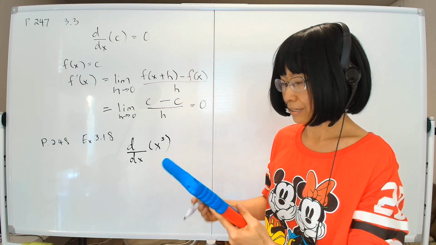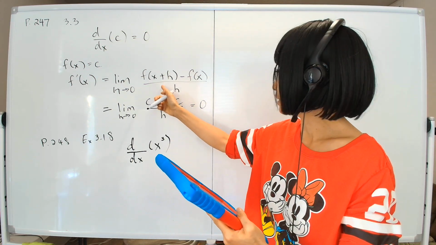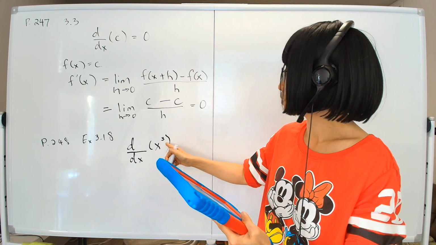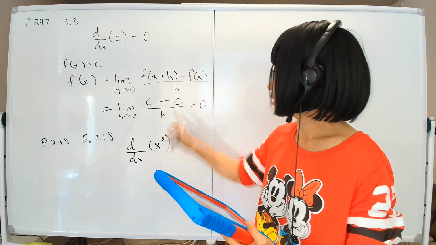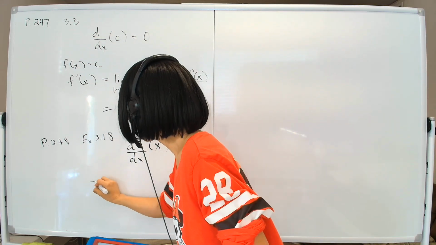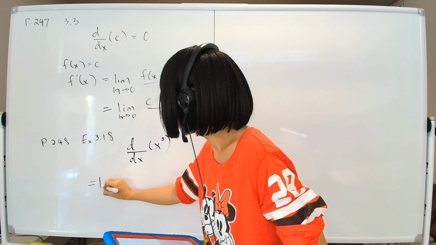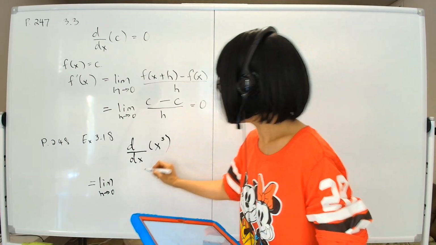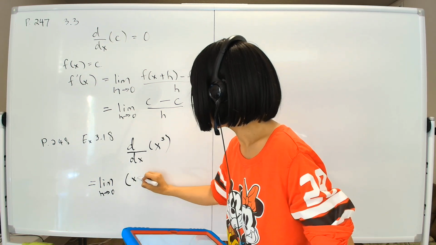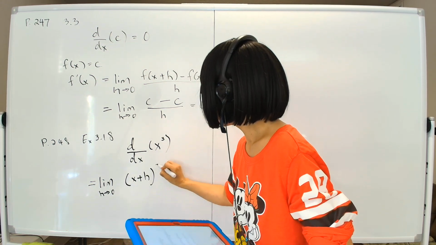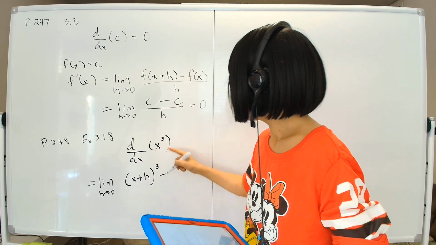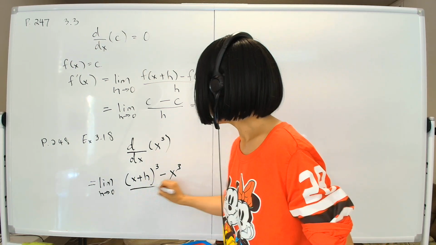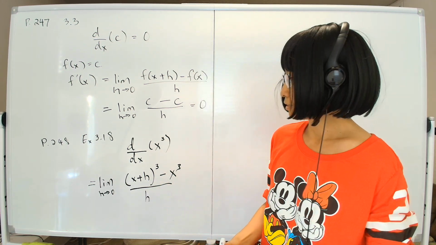And what are we going to do with it? By definition, we're going to follow this definition right here. We have already written it down. Then plug in x to the power 3 as f, and following this definition, we get the limit as h approaches 0 of f of x plus h, which in this case is x plus h to the power 3, then subtract f of x, which in this case is x to the power 3, and then divide by h. Alright, so far so good.